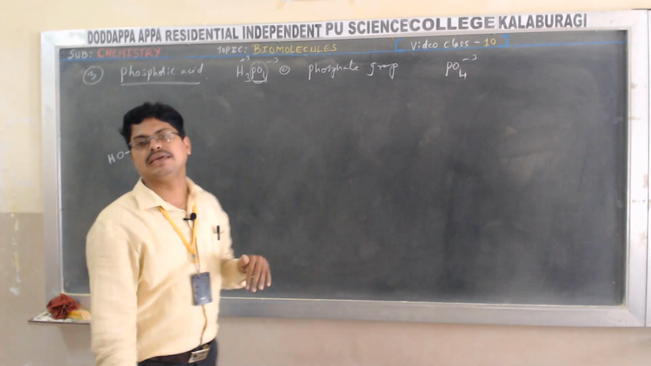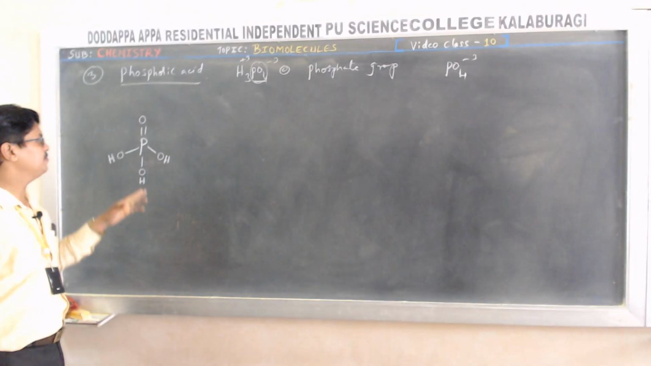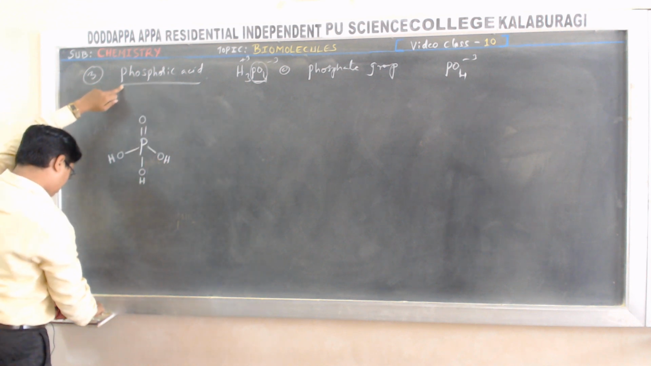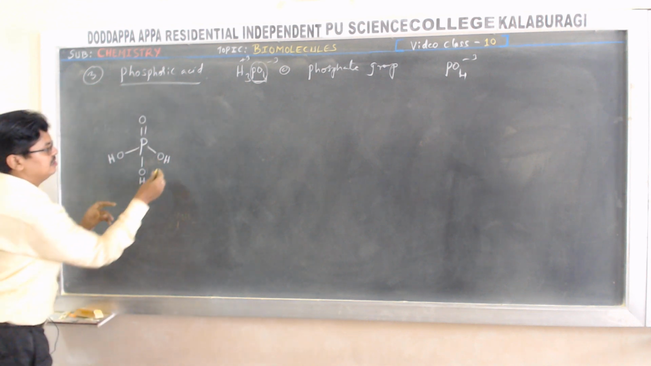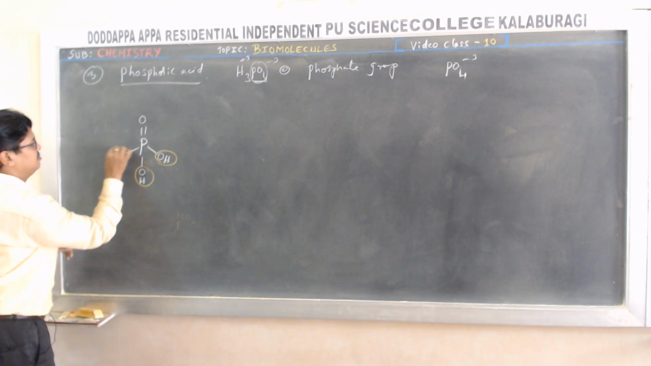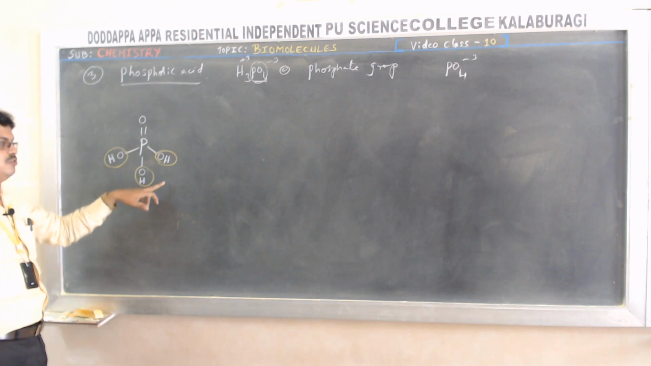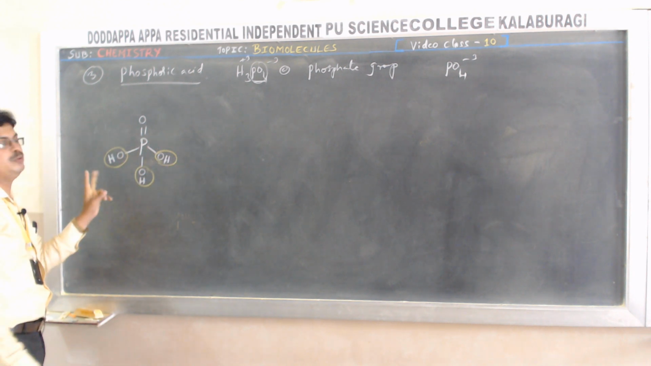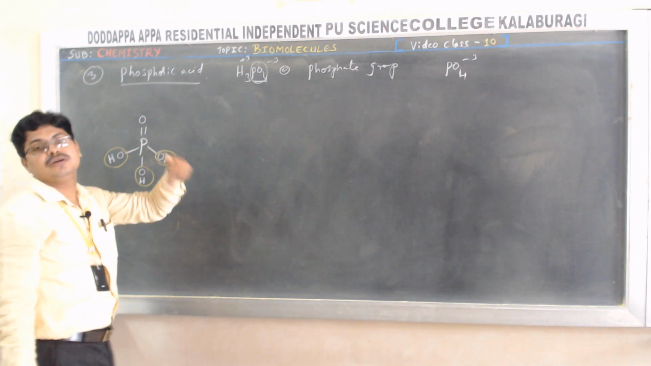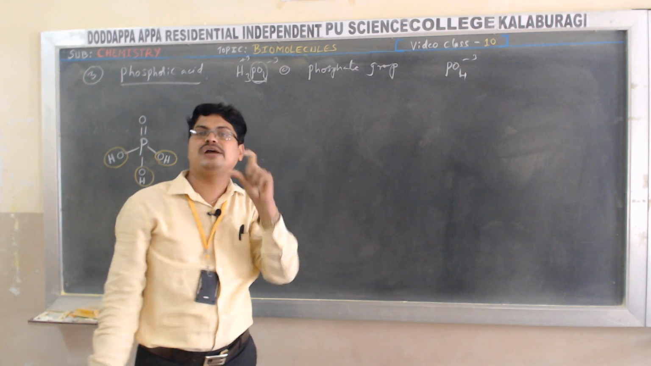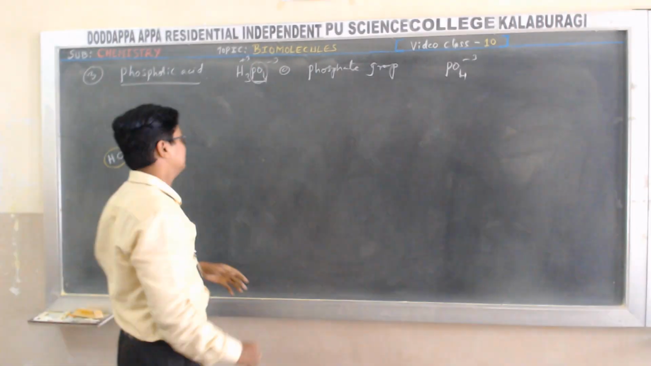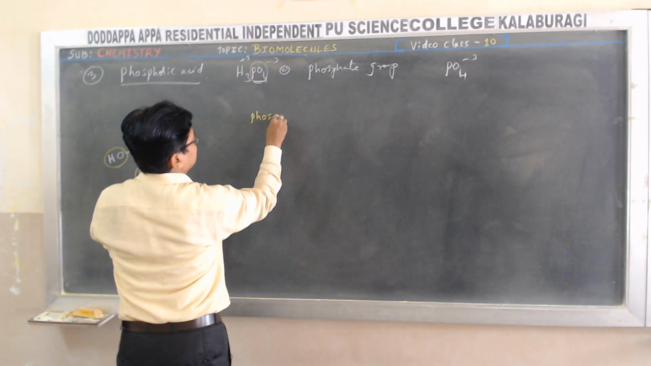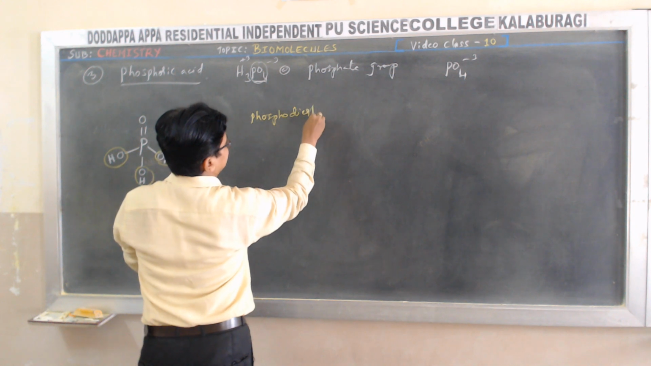But in case of nucleic acid, phosphoric acid consists of 3 OH groups. Out of 3 OH groups, 2 OH groups are linked with the OH group of the sugar in nucleic acid to form phosphodiester.